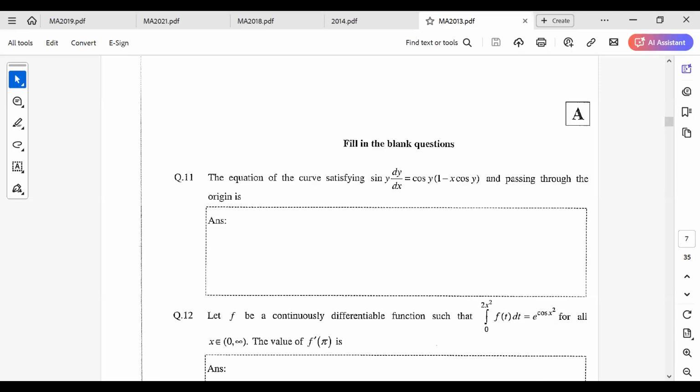Okay, so what about this question? The equation of the curve passing through sin y dy by dx equals cos y (1 minus x cos y) and passing through the origin. How to solve it?